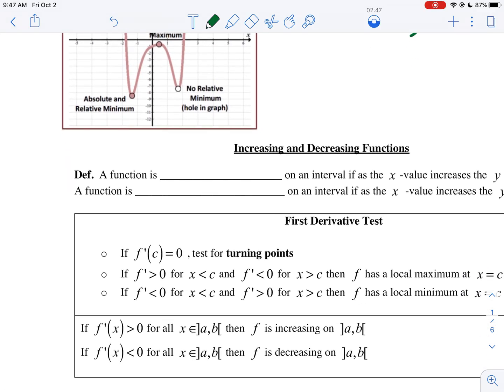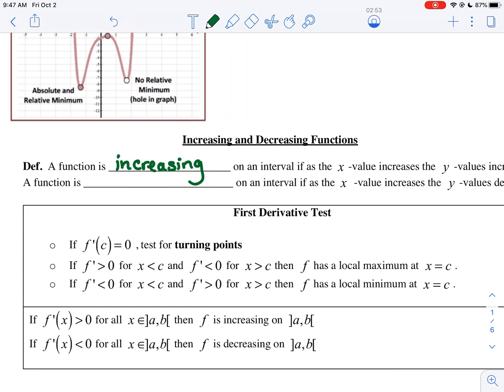All right, so a function is increasing on an interval if as x values increase, the y values increase. A function is decreasing on an interval if the x value increases and the y value decreases.